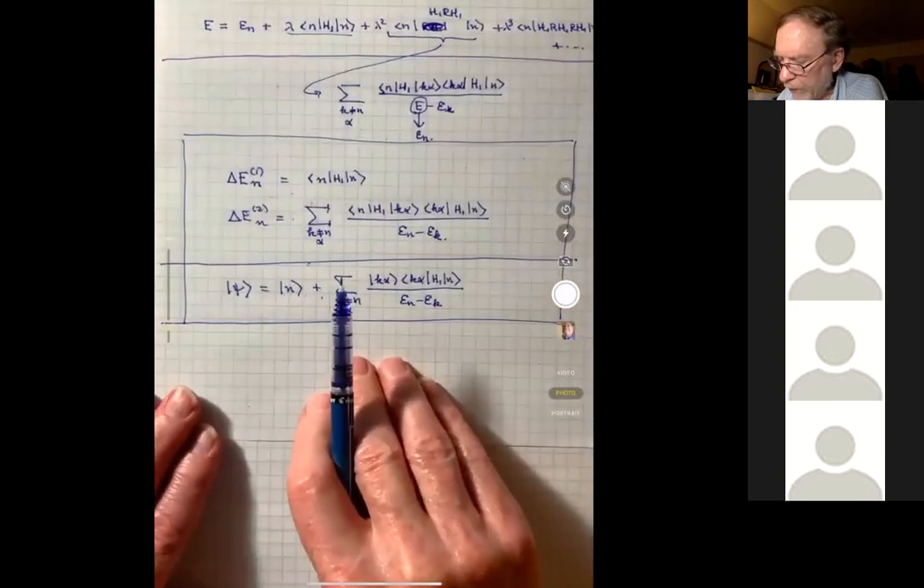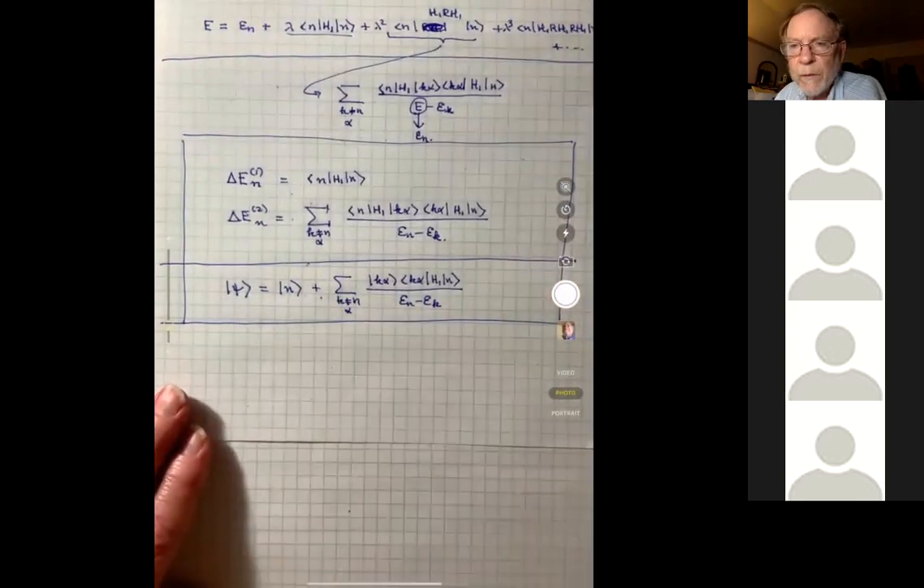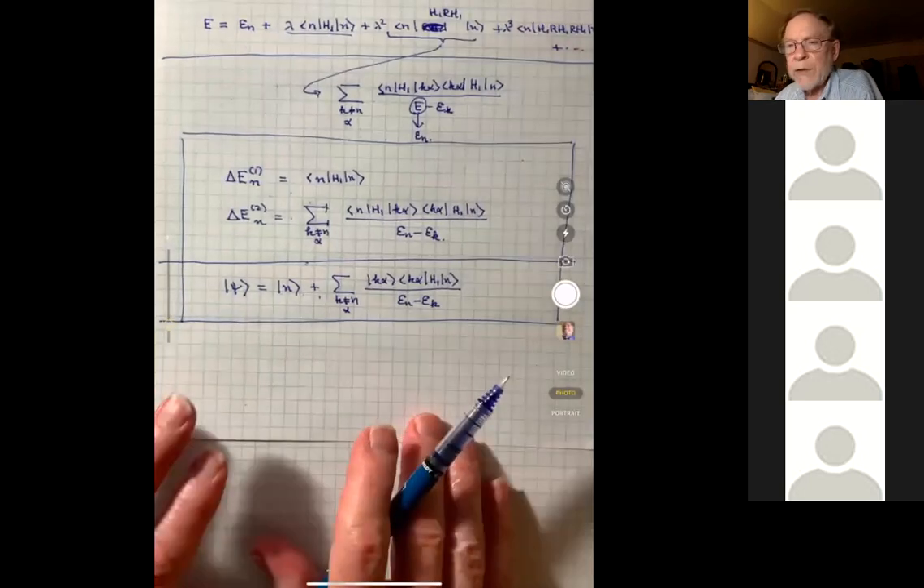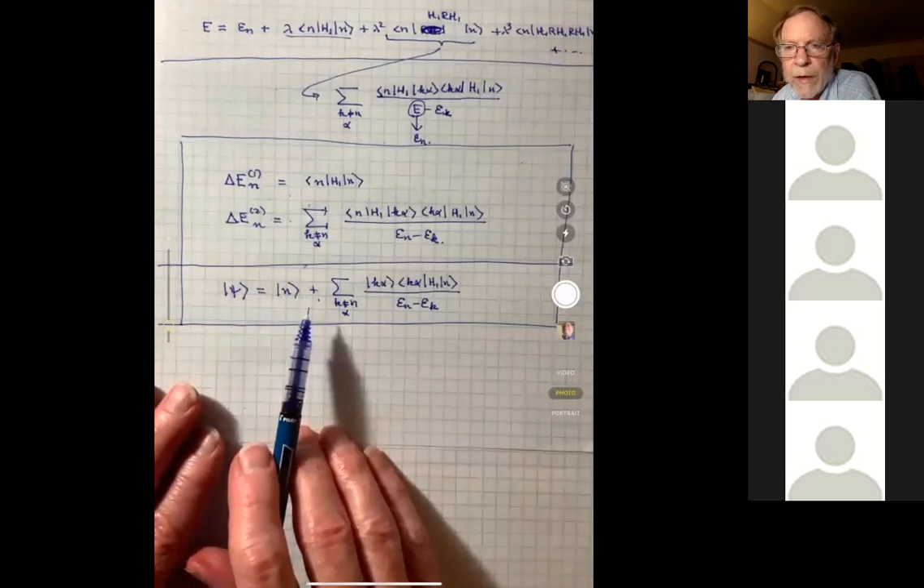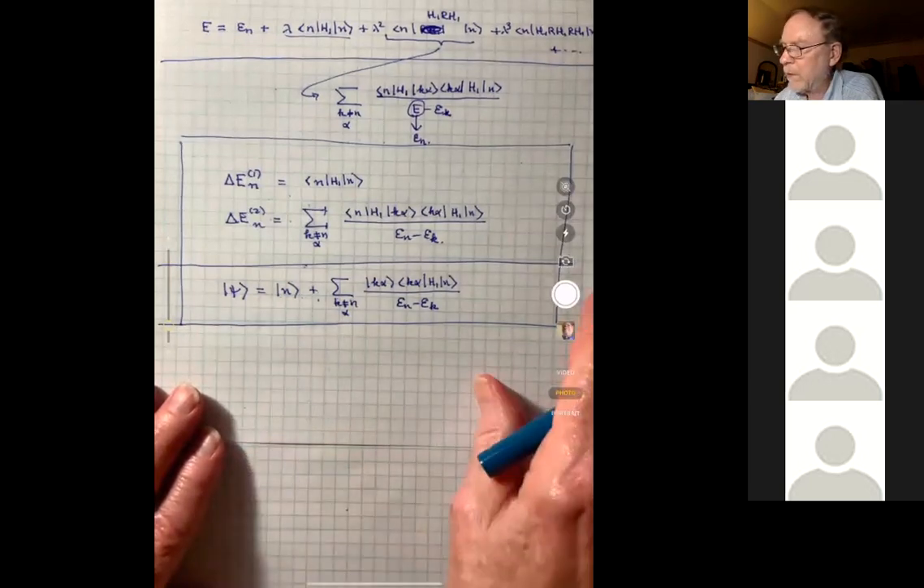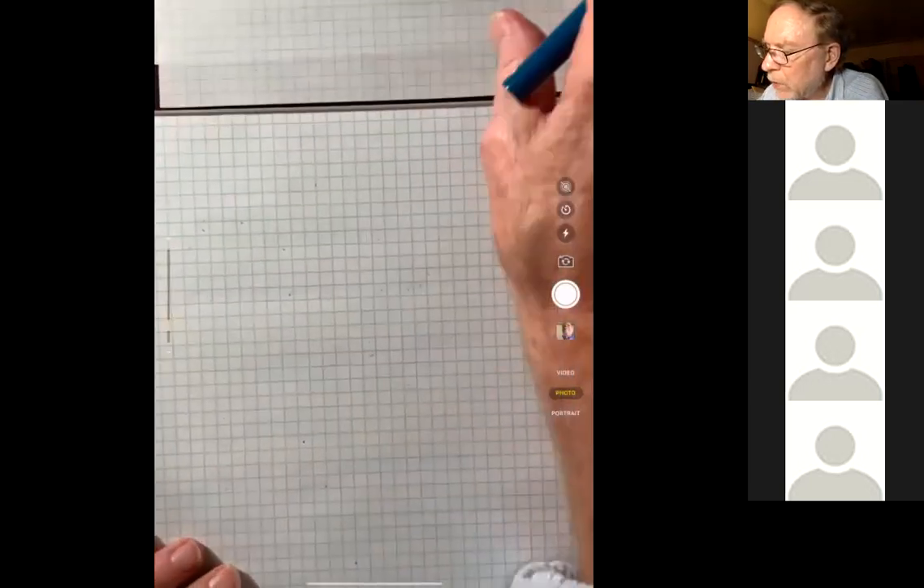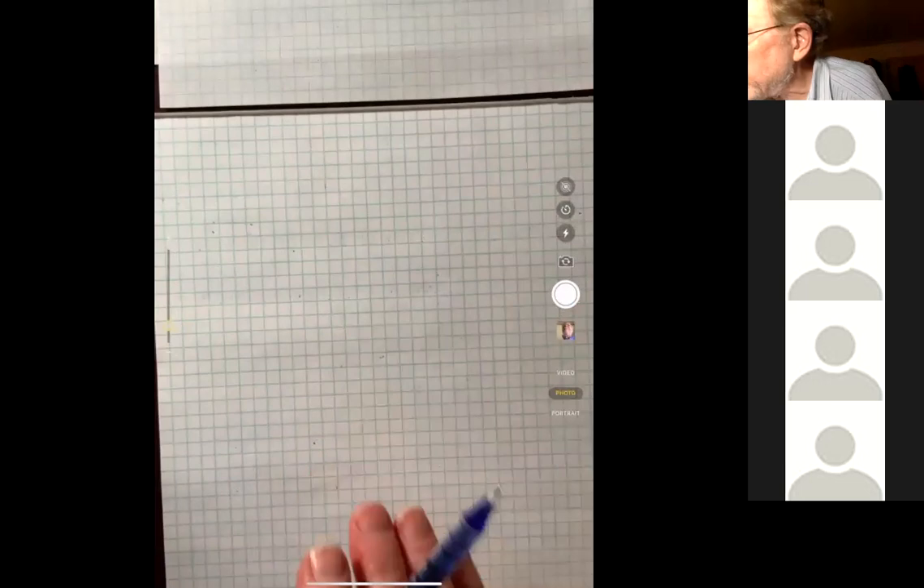Are there any other questions about that before I go on to the degenerate case? All right. These are formulas you should have derived in your undergraduate courses. And in fact, for the most part, that's all we're going to use in this course too. But in the homework problems, you'll see some variations on this. All right. So let's move on to degenerate perturbation theory.